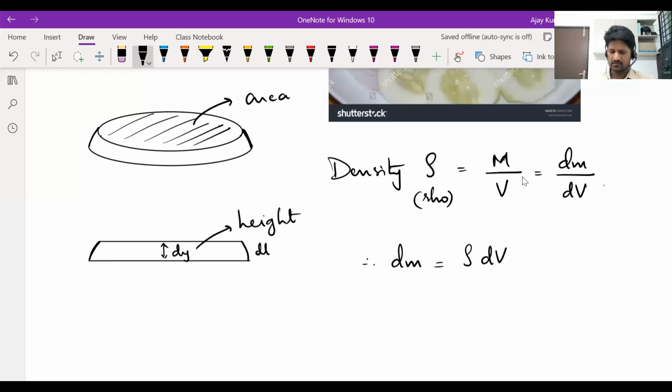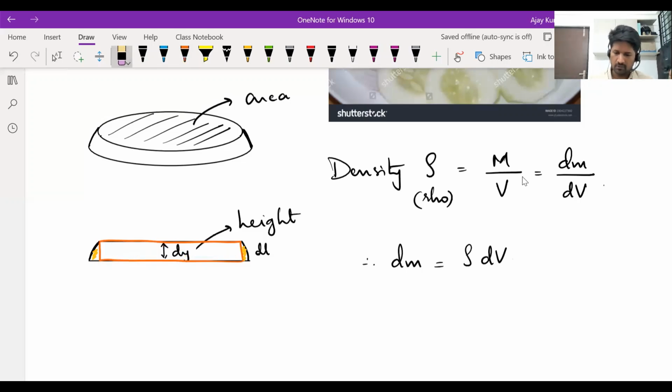But you may ask, sir, if you do area into height, won't we be getting only this much volume, like a cylinder? Yes, you will be getting only that much volume. You will be missing out on some volume on the sides. But if the height is negligible, dy tends to 0, the volume you are missing out on the sides will also be negligible compared to this cylinder volume.